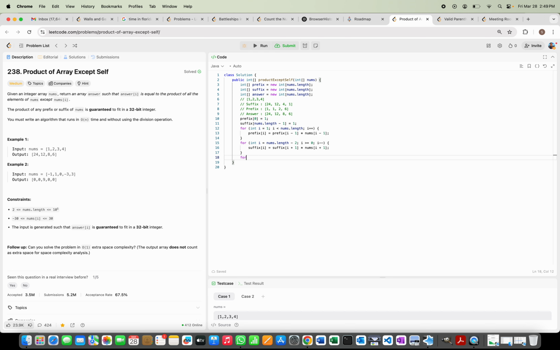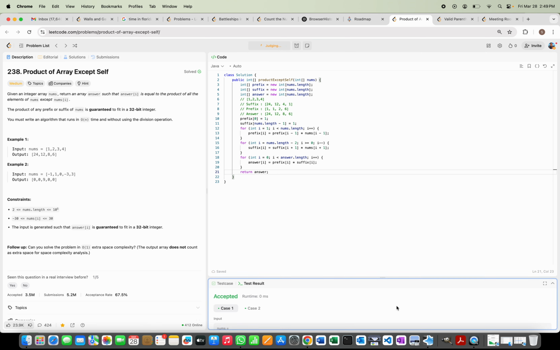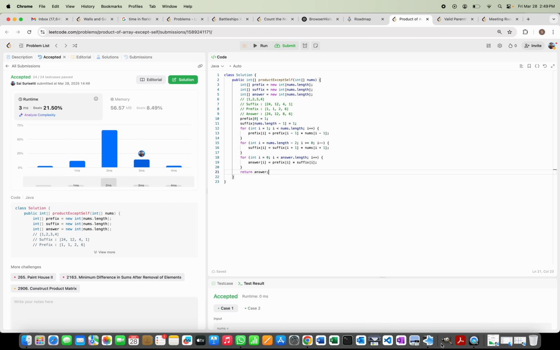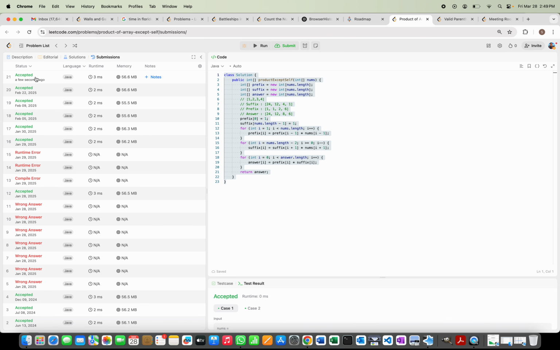And then for int i equals 0, i less than answer.length, i plus plus, answer i equals prefix i times suffix i. This should give the right answer. So return. Perfect. All right, so that's the whole algorithm for this one.